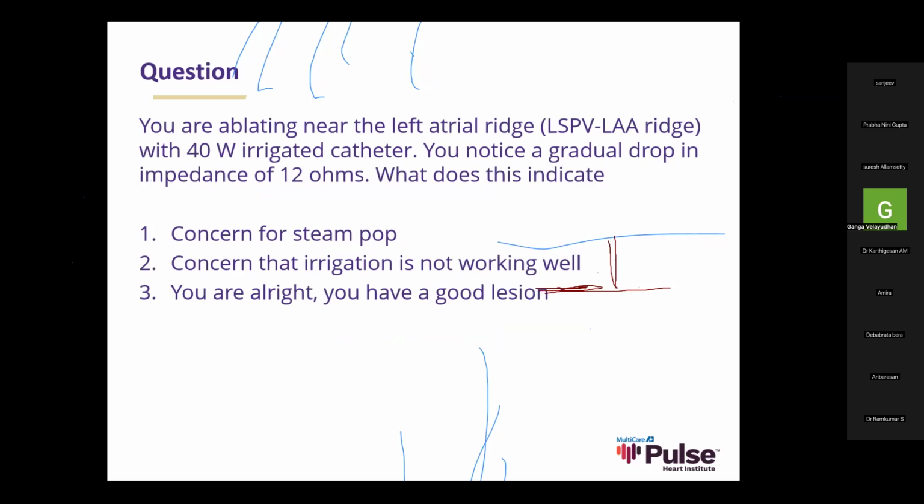Okay, so we talked about this one before. It's a repeat question. Let's see if people get it right now. You are ablating near the left atrial appendage ridge, 40 watt irrigated catheter. You notice a gradual drop in impedance to 12 ohms. What does this indicate? Concern for steam pop, concern that irrigation is not working well, or you're all right, you have a good lesion.